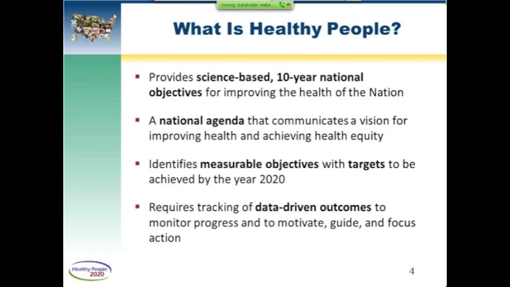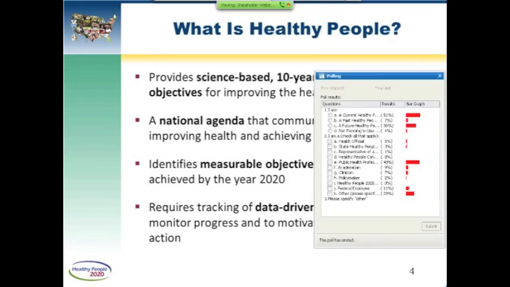Often called a roadmap for nationwide health promotion and disease prevention efforts, Healthy People is about understanding where we are now and taking informed action to get where we want to go over a 10-year period. It provides science-based national objectives for improving the health of the nation, engages a network of multidisciplinary, multi-sectoral stakeholders at all levels, creates a comprehensive strategic framework for health promotion and disease prevention issues, and includes specific measurable objectives with targets to be achieved by the year 2020.